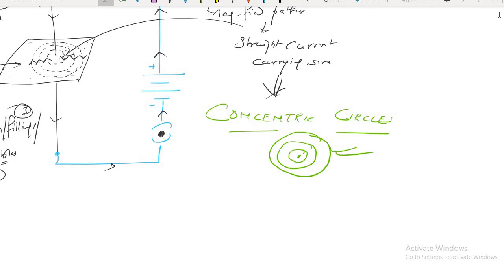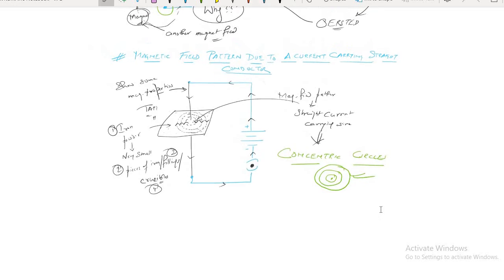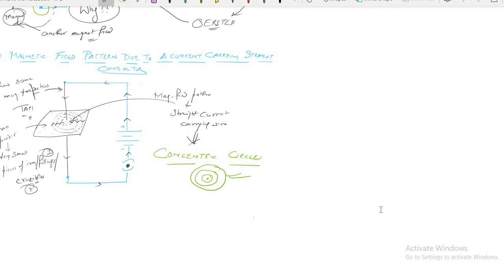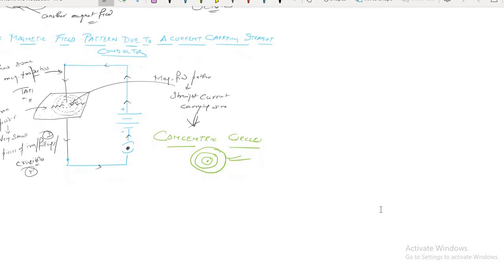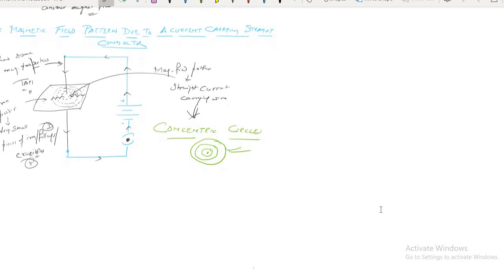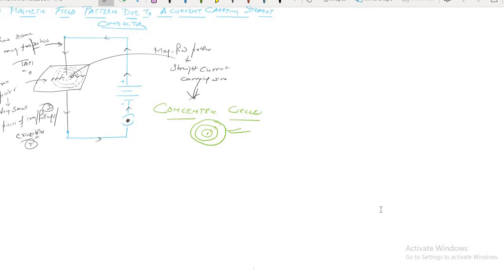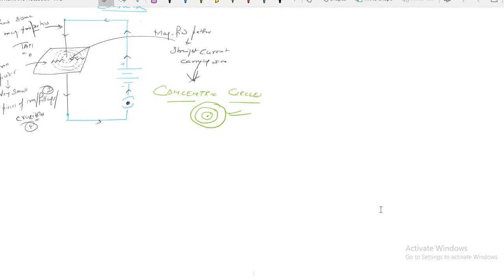Subrat. Yes, sir. So in the last class, if you can remember, we have properly done the experiment. We have completed the experiment: magnetic field pattern due to a current carrying straight conductor. This much only we have done. Yes or no? Yes, sir.